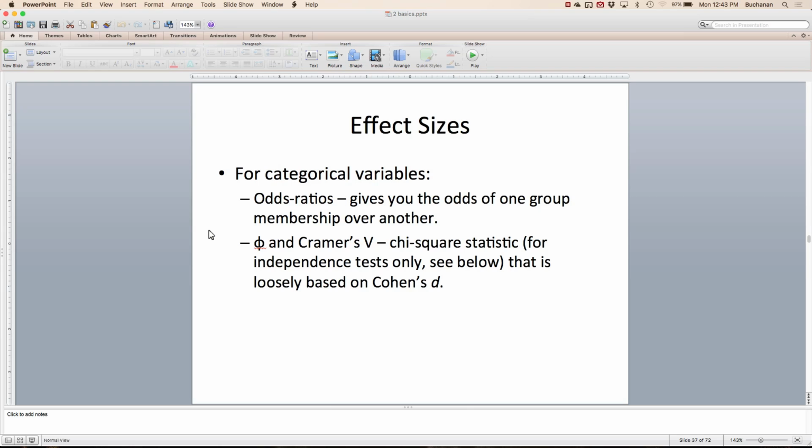So some other options that you'll see for categorical variables, like chi-square, are odds ratios. So it gives you the odds of being in one group over the other. So odds ratios are the same thing as like the lottery. So what are the odds of getting this thing versus that thing? Or phi slash v, which is a statistic for chi-square. See later in the lecture. And those two are kind of based on Cohen's d. And when we get to chi-square, we'll do v.